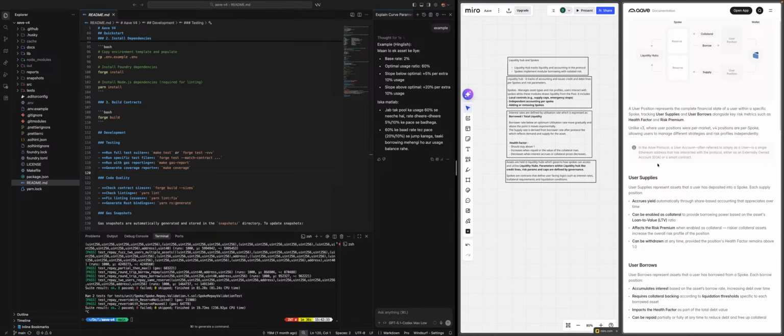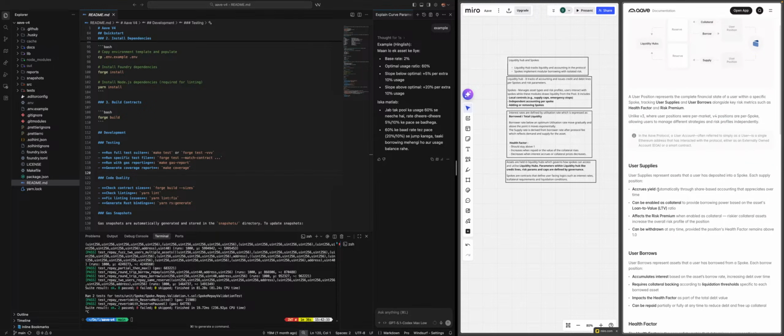Unlike V3, where positions were per market, we position per spoke, allowing users to manage different strategies and risk profiles independently, which is cool. In the Aave protocol, a user account, often referred to simply as user, is a single Ethereum address that has interacted with the protocol.